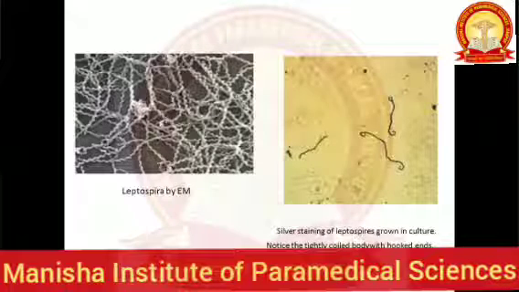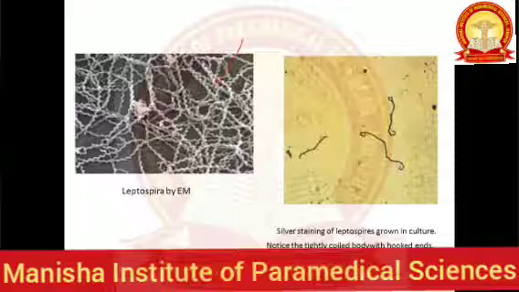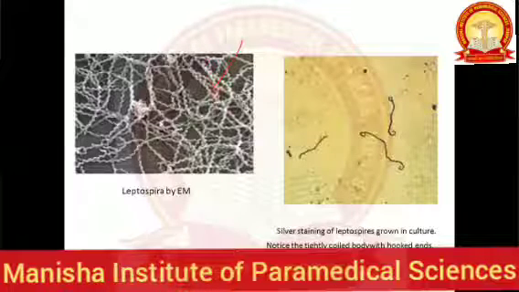This is the 3D structure of the leptospira. If we look at it using silver staining, because we cannot see them using normal staining, we can find that they have a spiral structure, but at the end of their body we find the presence of these hooks. These hooks help them attach to a particular tissue, to invade it.